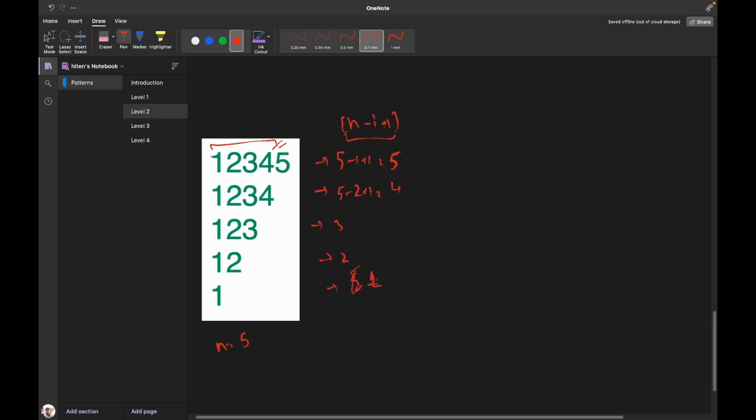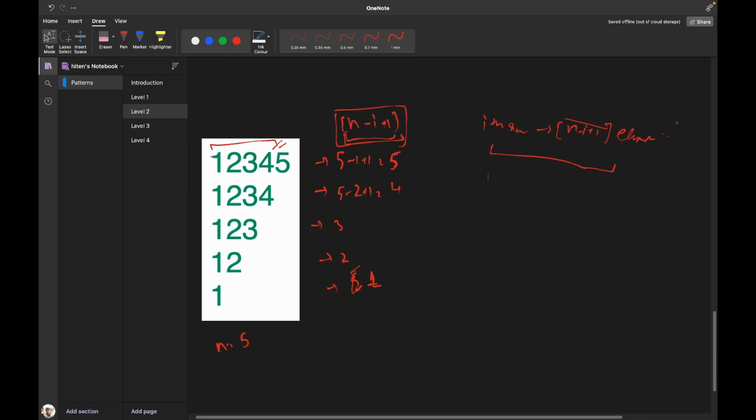Okay, so you can just take your time and think about how I got to this conclusion, that the ith row would be having n minus i plus 1 element. Let me just write it down very quick: the ith row would be having n minus i plus 1 elements or numbers.